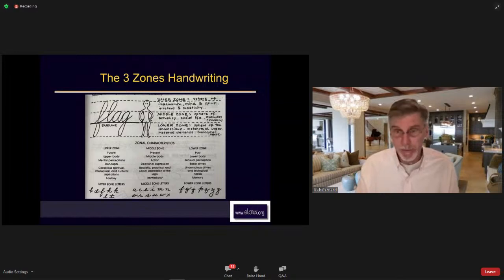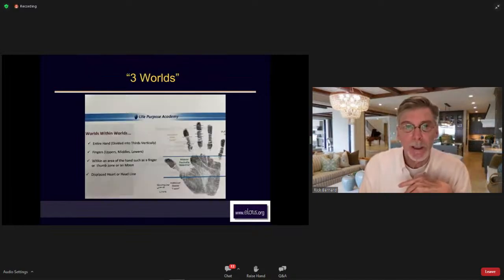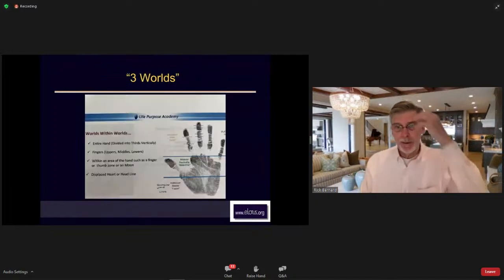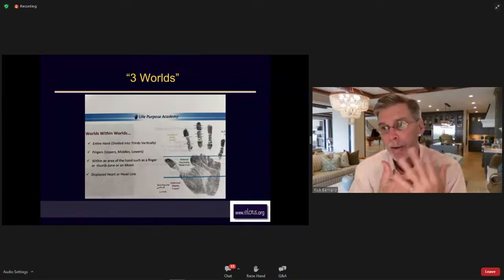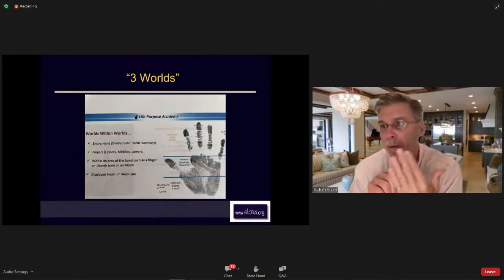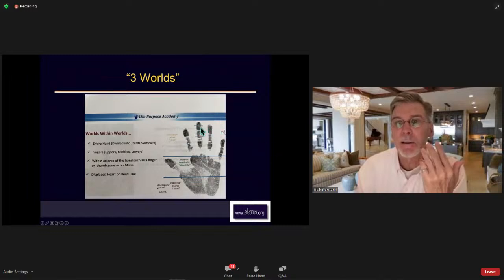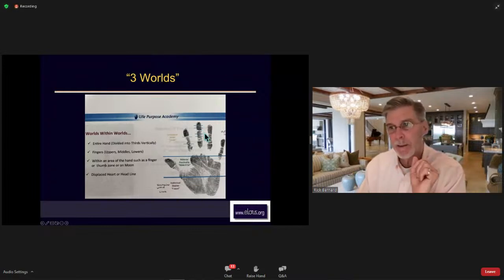Okay, let's move forward. I'm going to show you how these three zones actually apply to our hands as well. We have what we call the three worlds, and the three worlds are three zones in the fingers. You can use the whole hand for this as well, but it really applies much better to just the fingers. And we have the top upper zone, up here, the tips, this whole zone. And we're looking at how long the zone is or how thick the zone is, and we're comparing it to the other zones.